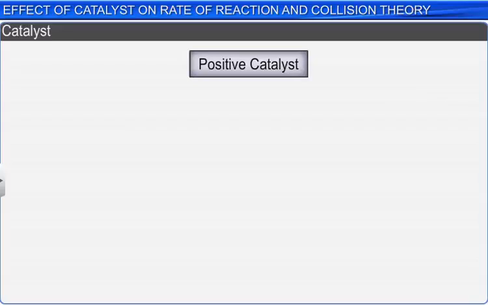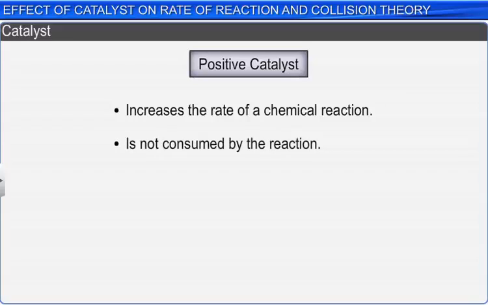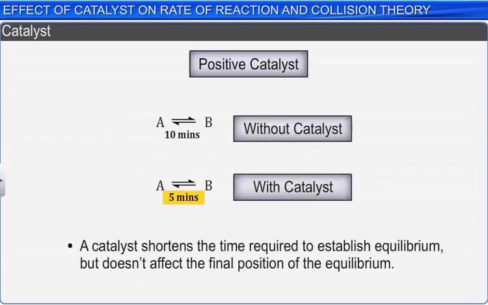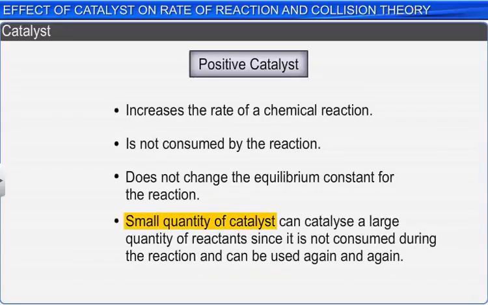A positive catalyst increases the rate of a chemical reaction, is not consumed by the reaction, and does not change the equilibrium constant for the reaction. That is, it shortens the time required to establish equilibrium, but doesn't affect the final position of the equilibrium. Also, a small quantity of the catalyst can catalyze a large quantity of reactants, since it is not consumed during the reaction and can be used again and again.